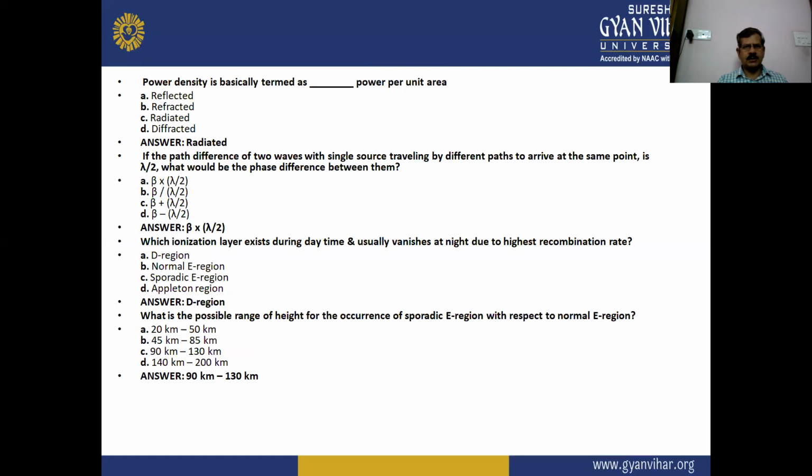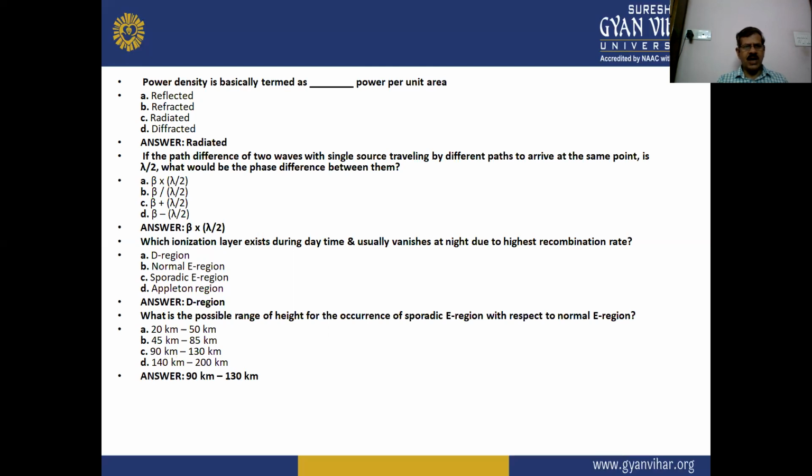In the next question, which ionization layer exists during daytime and vanishes at night due to the highest recombination rate? Option A, D region. Option B, normal E region. Option C, sporadic E region. Option D, Appleton region.